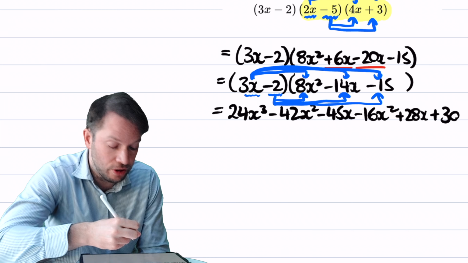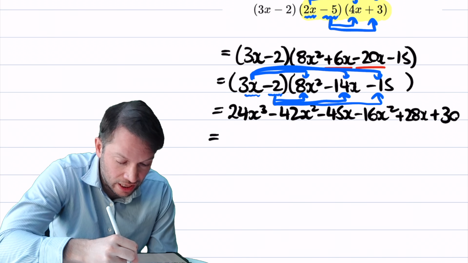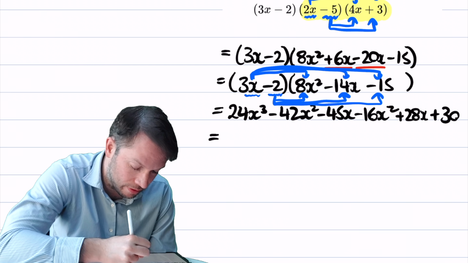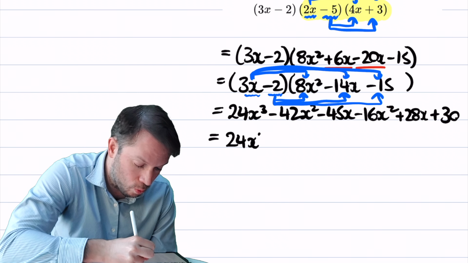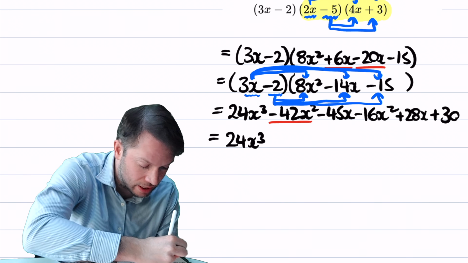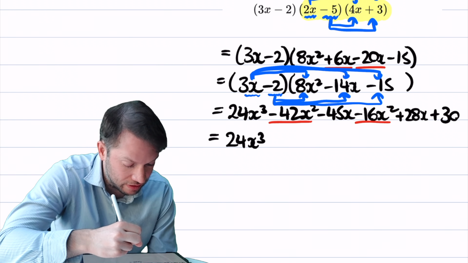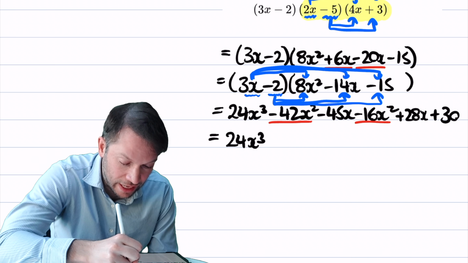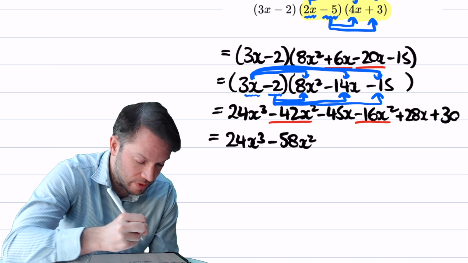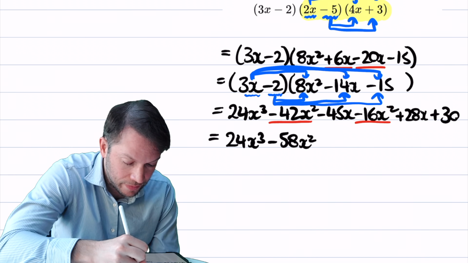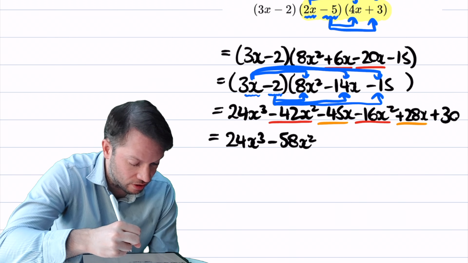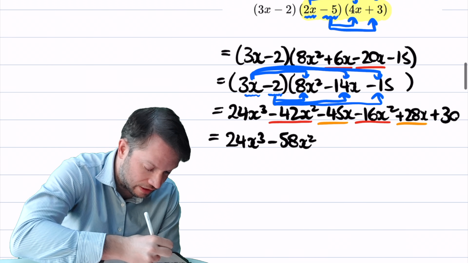And now I just need to collect like terms to tidy up. I've only got one x cubed term, so that's just 24x cubed. What x squared terms do we have? I've got minus 42 lots of x squared, minus 16 lots of x squared, and that's minus 58 lots of x squared. What about x terms? I've got minus 45 lots of x plus 28 lots of x, and that's minus 17 lots of x.